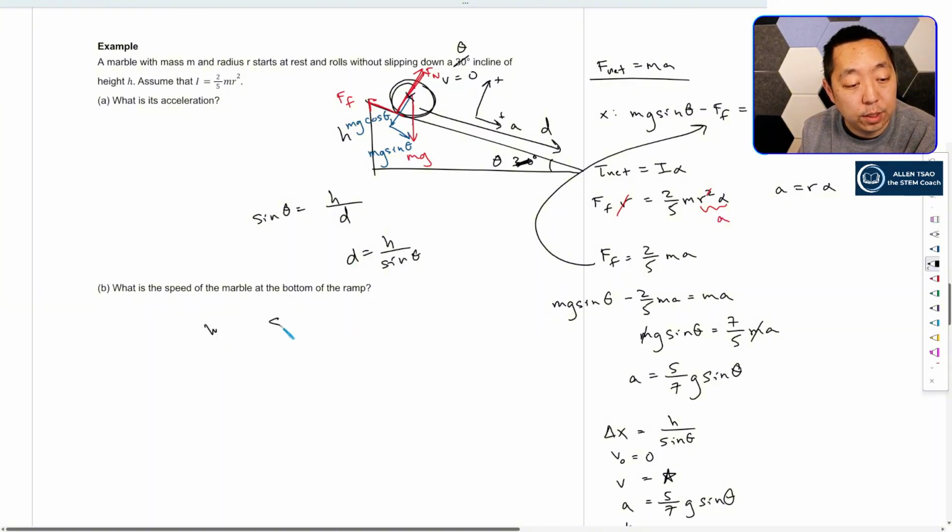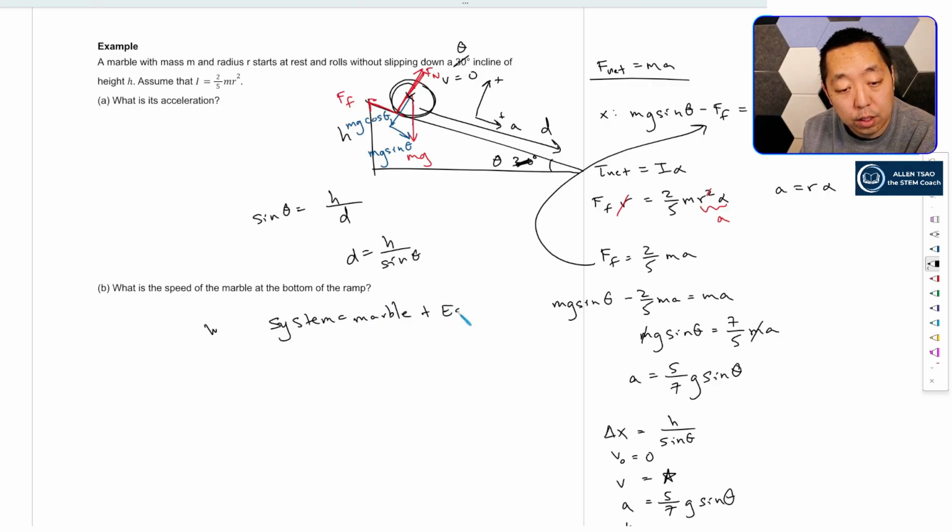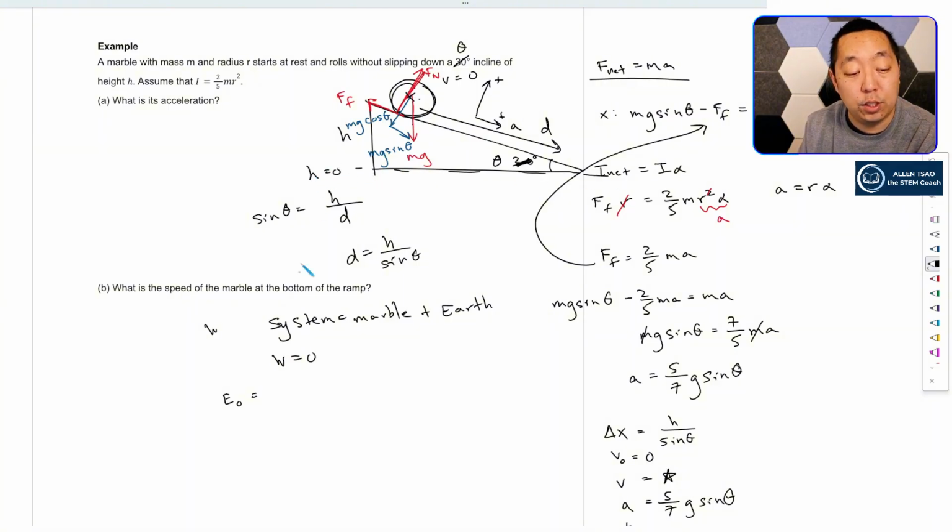If the system is the marble plus the earth, then the work is going to be 0. Why? Because gravity is not going to do any work, since it's part of our system. Normal force is perpendicular to the displacement, so it's not going to do any work. And the frictional force, we just said is static friction, also doesn't do any work. So the work's going to be 0. So we can think about the energy we have at the start. If we make down here h equals 0, we only have gravitational potential energy because it's not spinning or moving, so it's mgh.